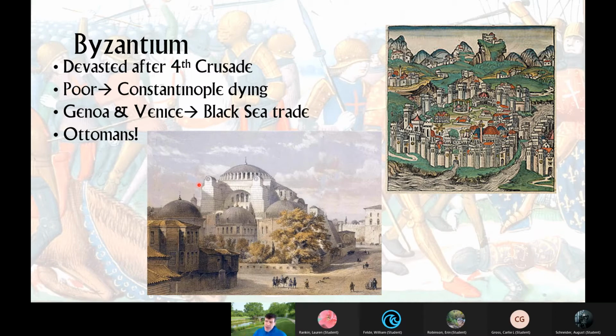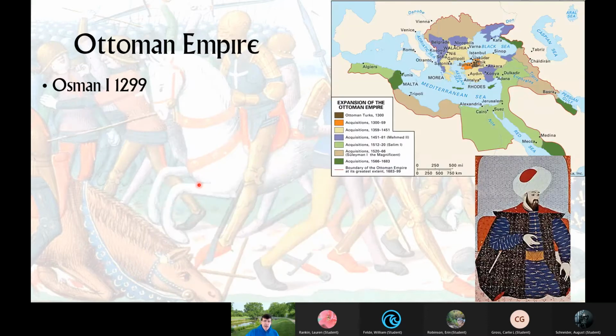So the Ottoman Empire was just barely hanging on. Basically, Genoa and Venice saw it in their interest to keep them there so they could control the trade, because a new power was moving into what is now Turkey, the Ottomans. The Ottoman Empire started, you can argue, by this man right here, Osman I, who died in 1299. This little area in black is all that the Ottoman Empire was.